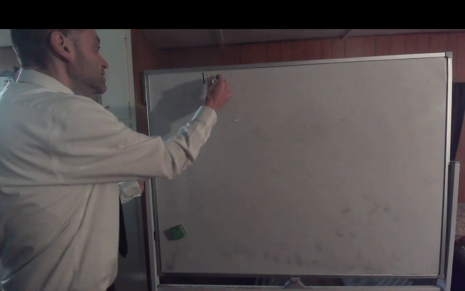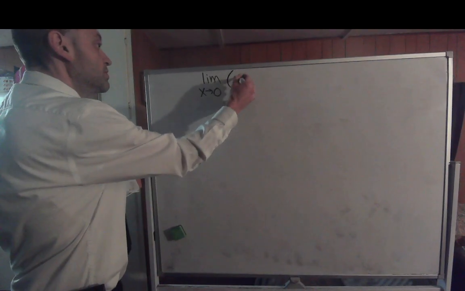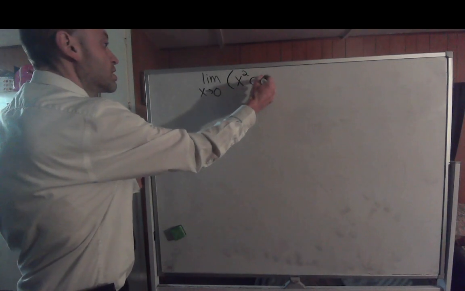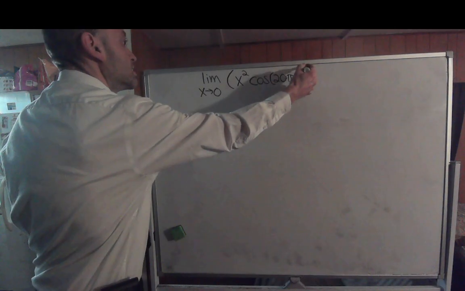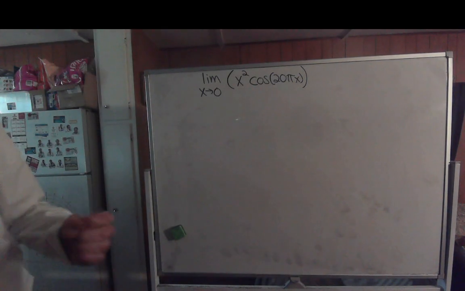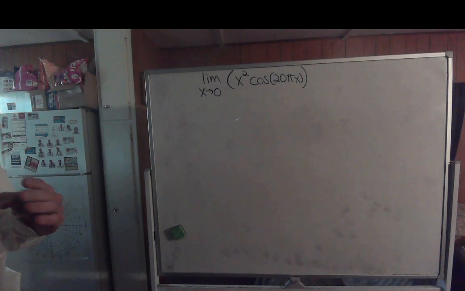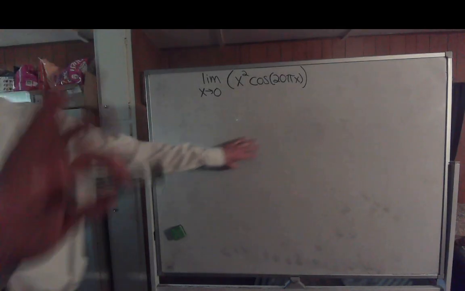We're going to take the limit as x approaches 0 of x squared cosine of 20 pi x. So let's take the limit as x approaches 0 of x squared cosine of 20 pi x. So we have another damped trig function. Damped. I want to say that, I don't want it to sound like I'm cussing. It's damped, D-A-M-P-E-D. So I'm not cussing, I promise you.